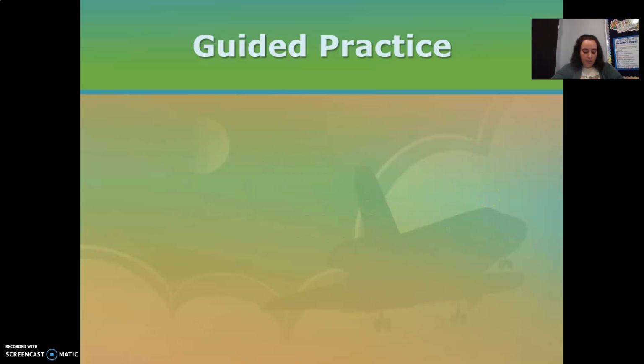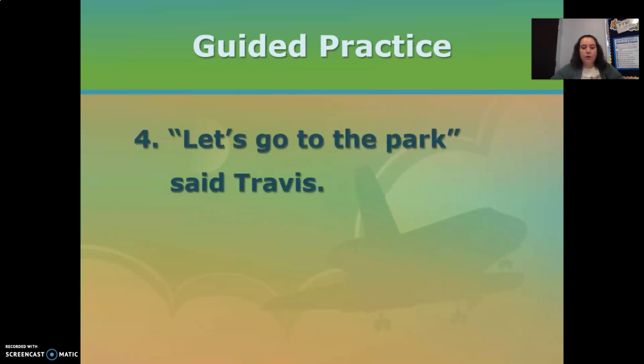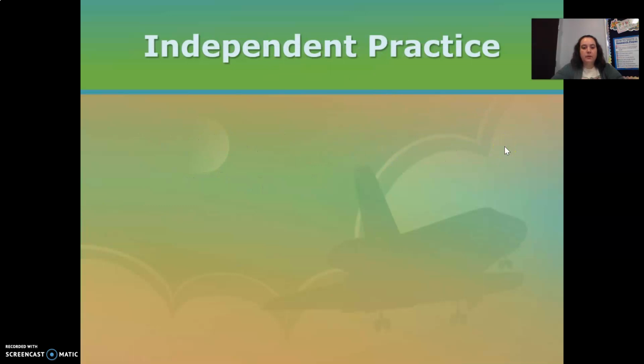Then number 3 on the next section, you just have to show where to put the comma. So we see, where did you leave your homework, Zachary? Well, we're speaking to Zachary in this sentence, so you need to put a comma before his name. Number 4, let's go to the park, said Travis. Well, this is quotation, so we need to have a comma after park before the word said. We always put the comma between the said part and the sentence part.